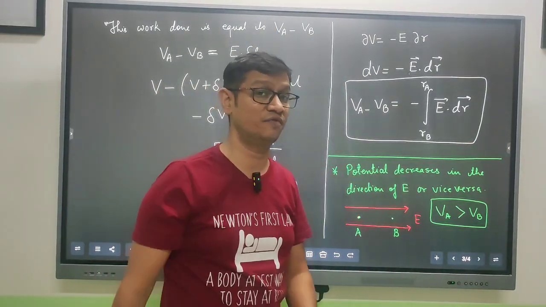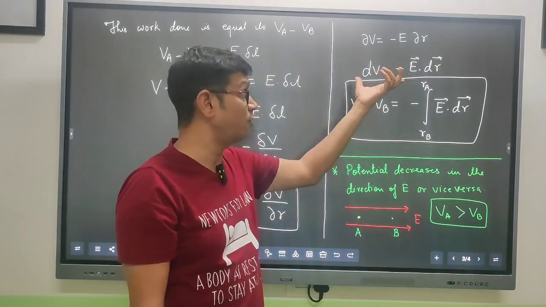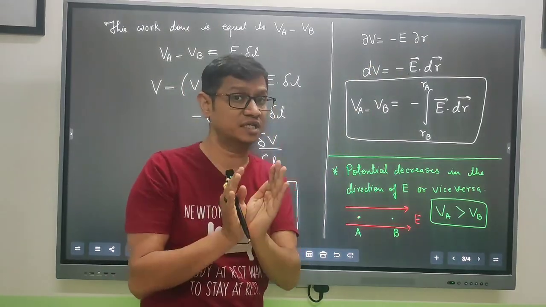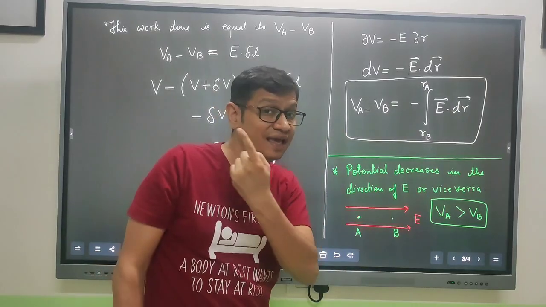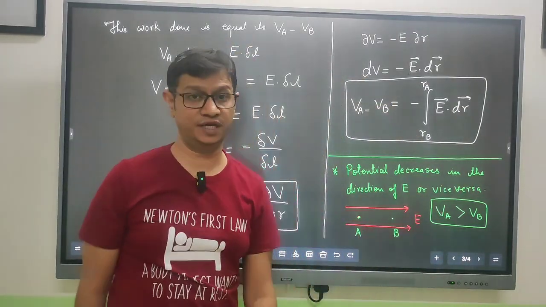So this is something you have to remember, and while applying, this is more important. This formula may get confusing with a minus sign, but you have to remember this thing. This minus sign is only there because when you are moving in the direction of electric field, potential is dropping. Okay?